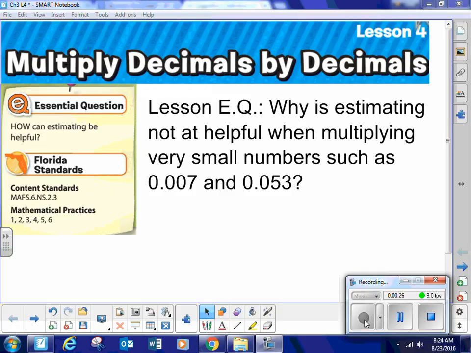And the lesson essential question is, why is estimating not helpful when multiplying very small numbers such as 0.007 and 0.058? I'm sure we can even think about it because we've been doing rounding. If we rounded this to the nearest whole number, what do you think 0.007 would be and 0.053 would be? If we look at the very first number right to the right of the decimal, it's a 0. So we would round the whole number to 0. And then the other number, 0.053, we would also round to 0. And all we'd come up with is 0 every time, just about. So pretty much we can answer that question right now.